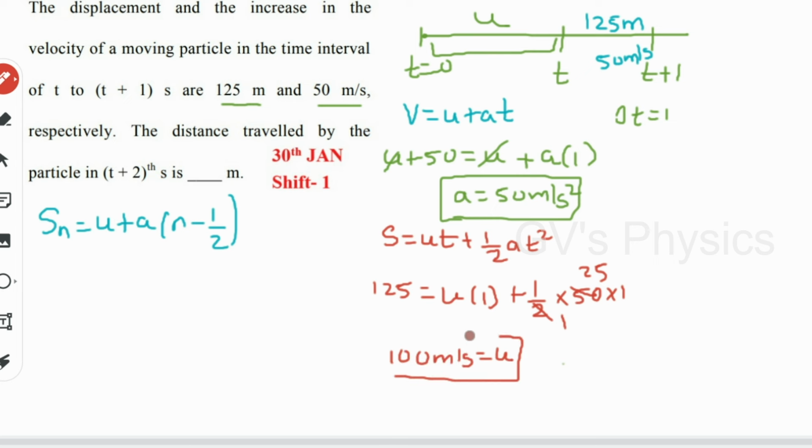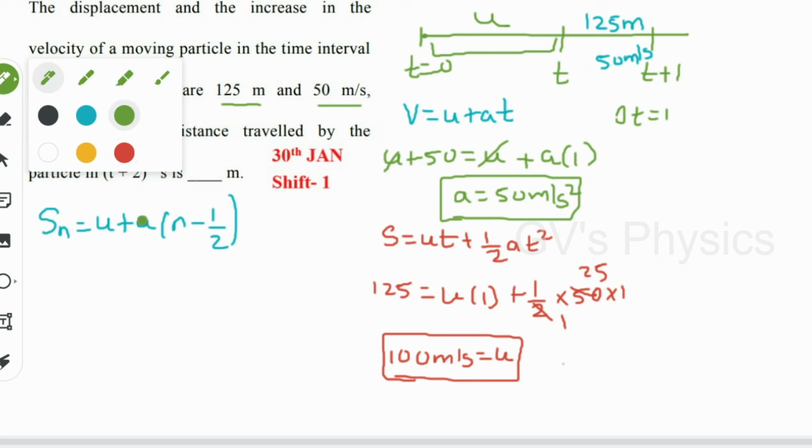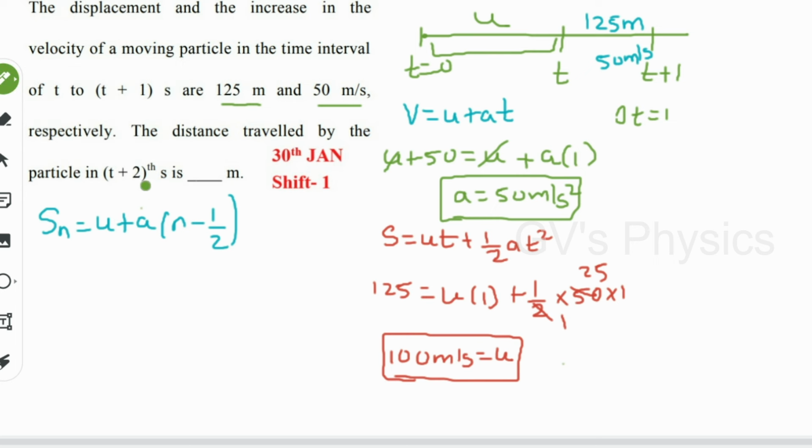So we found initial velocity u and acceleration a. So we can substitute in this equation. Here they ask the time interval of t to t plus 2. That means the change in time will be 2 seconds. So in the place of n, we can substitute 2. So Sn is equal to u, which is 100, plus a, which is 50, and change in time is 2.